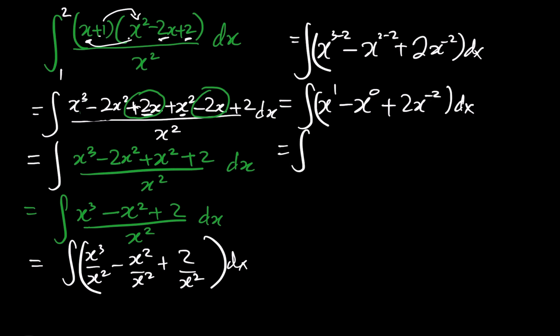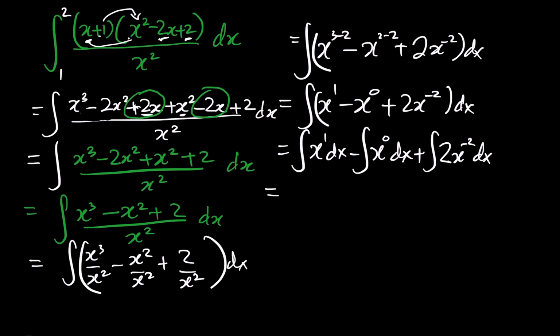And then we take them individually, so we're going to get x to the 1 dx minus x to the 0 dx plus 2x to the power negative 2 dx, which we are going to integrate. Now, don't forget, we need to be putting back our lower limit 1 and upper limit 2, for each term. So we're going to put that in. When we integrate, we're going to get x to the power 1 plus 1. When we're integrating, we divide by 1 plus 1. And then we put it in a box, which is 1 to 2.